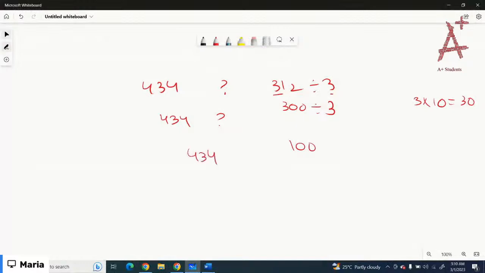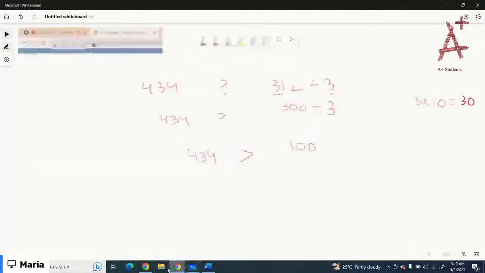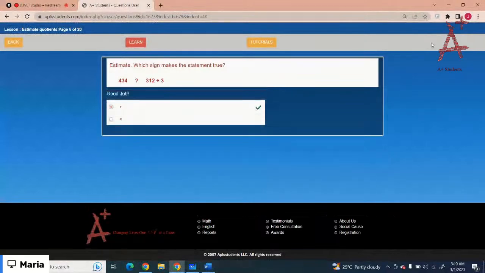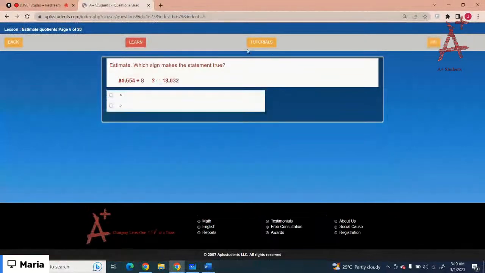So 434 is greater than 100 or less than 100? 434 is greater than 100. So the correct option is greater than. So option number 1 is the correct one. Just select the correct option, then click on the OK button. You can complete the test by yourself later today. Let me just move on to the next topic.